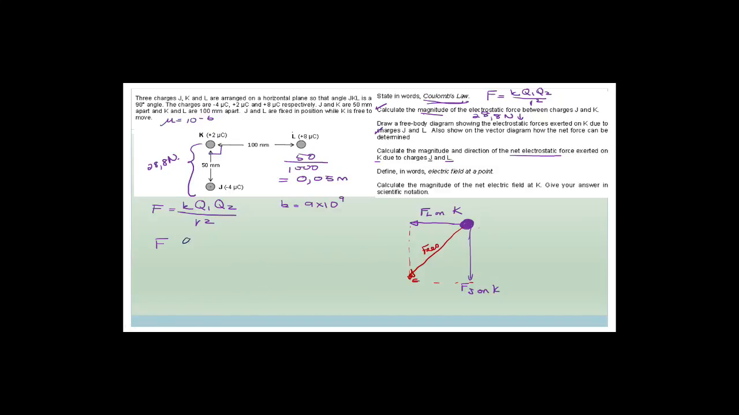So let's do that. We have to erase this. Okay, so we've got 9 times 10 to the 9. Q1 is going to be 2 times 10 to the negative 6. Q2 is going to be 8 times 10 to the negative 6, micro. And the distance here is 100 millimeters, so we divide by 1,000. So it's going to be 0.1 squared.